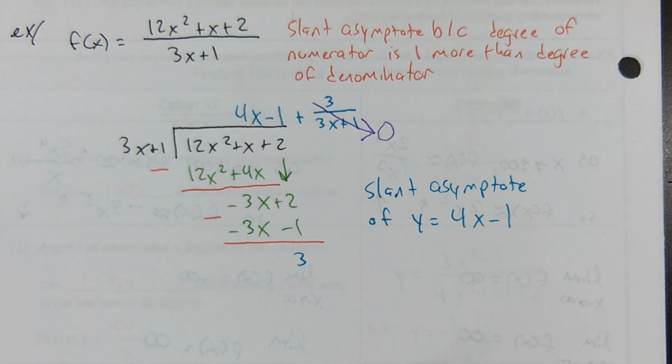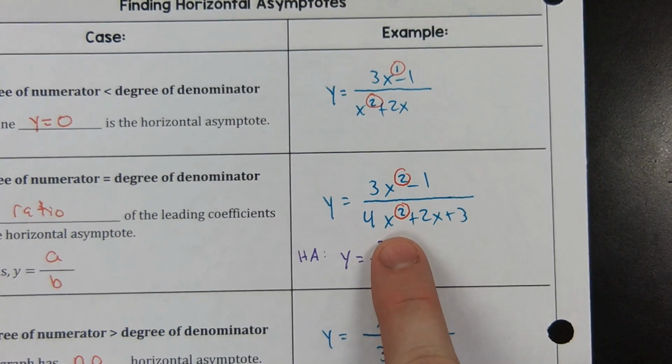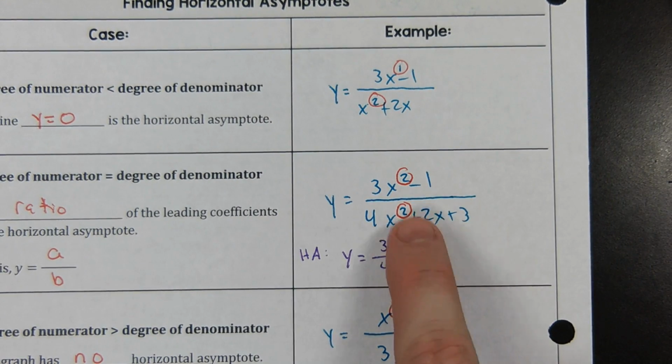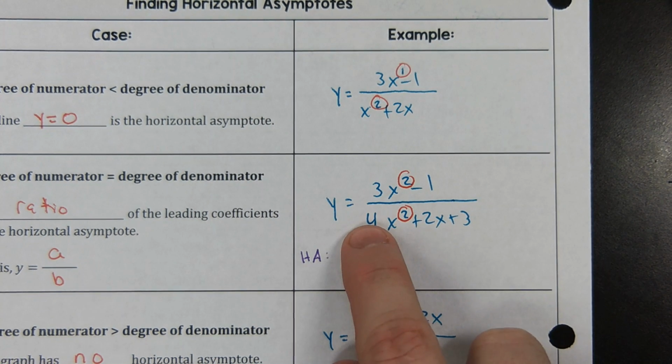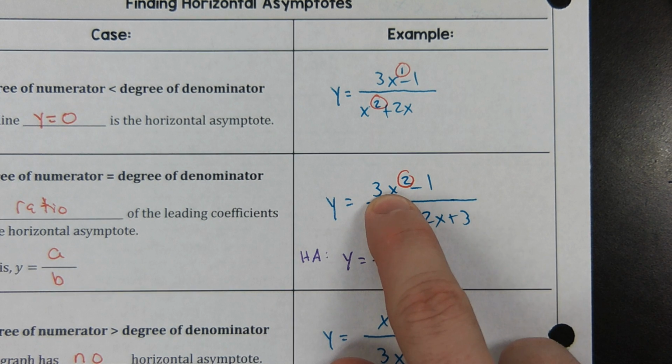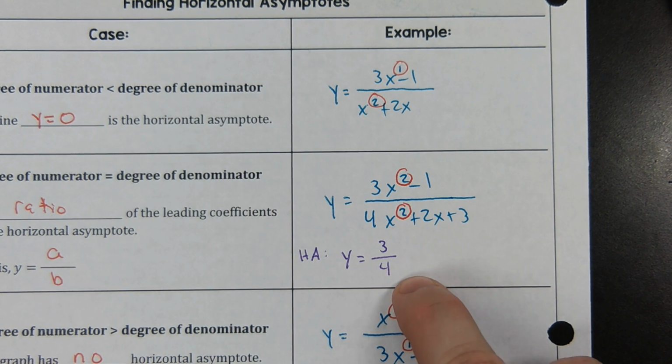And that also applies to horizontals. So let's go back to right here. Let's pretend we were doing the polynomial long division. What would you have to multiply this 4 by to get a 3? 3/4. So these end behavior asymptotes are always going to be found technically using long division.